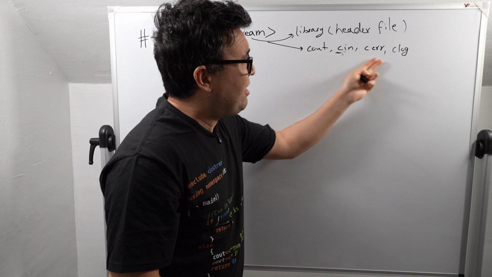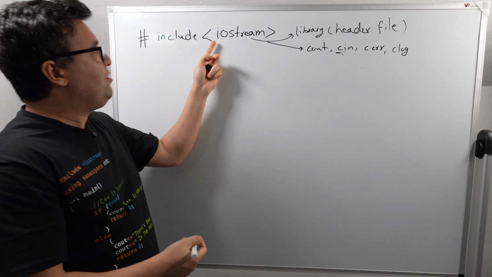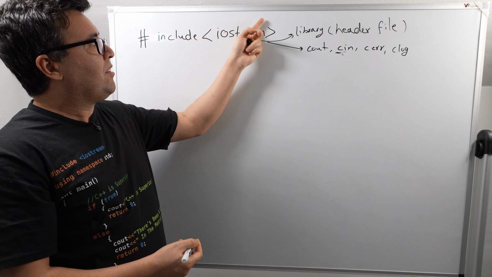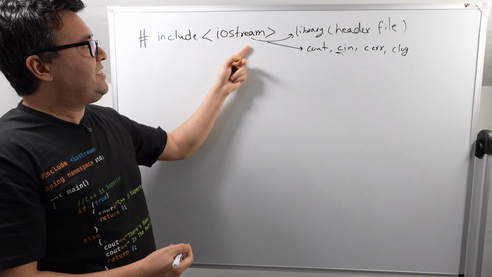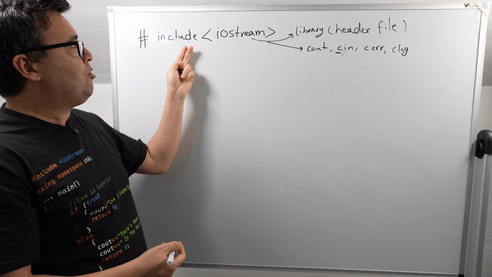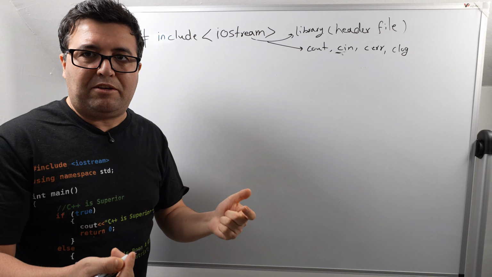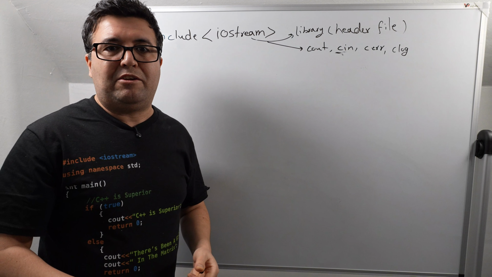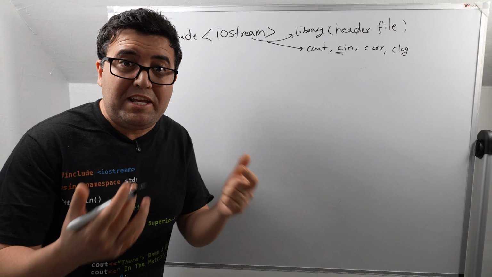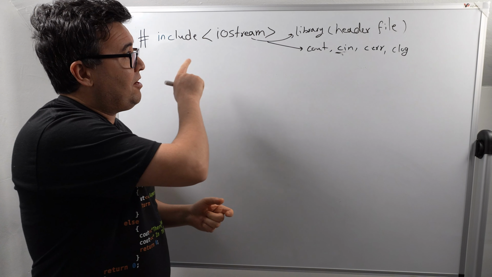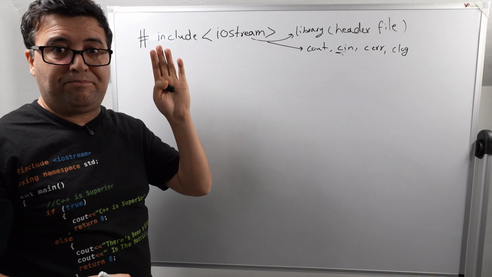If you want to use one of these in your program, you need to include this iostream library in the first line of your program, and that's called a header, because it should be at the top of your program.